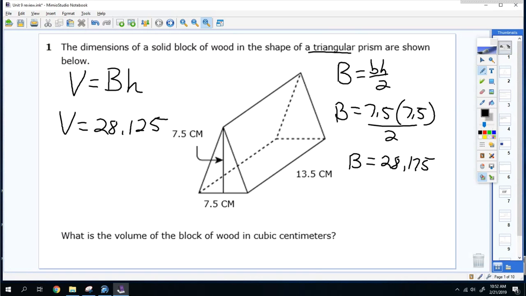So it'd be 28.125. Sorry guys, this over here looks like a 7. That's a 2. And you times it by the height of the prism, which is 13.5. So then your volume will be 379.6875.